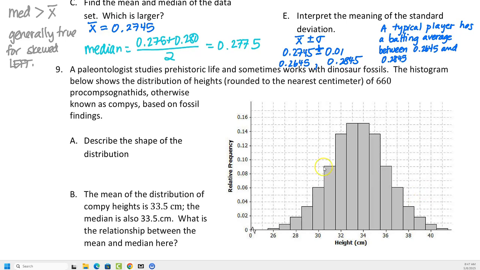Okay, it says describe the shape of the distribution. If I generally just kind of cover that, what shape is that, you guys? Skewed left, skewed right, symmetric. Yeah, it's looking symmetric, isn't it? When it's symmetric, remember we usually use the average, and then we'd use standard deviation.